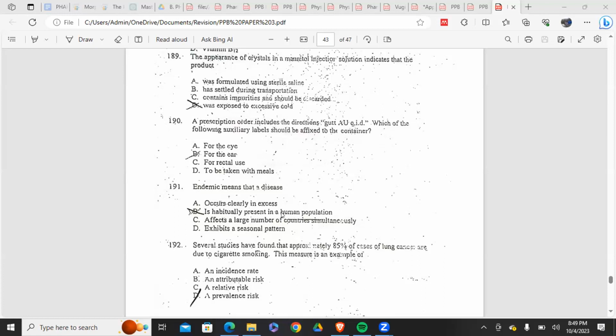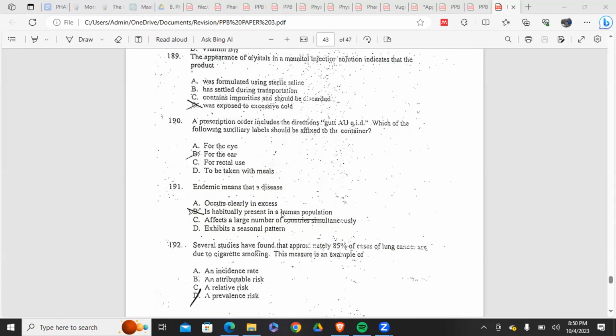Nasema huyu ni profesa huyu. Yeah. Hiyo GUT inamaanisha drop. Drops, yeah. Then AU means left and right ears. Yeah. Na maybe ikiandikwa BT is the bedtime.